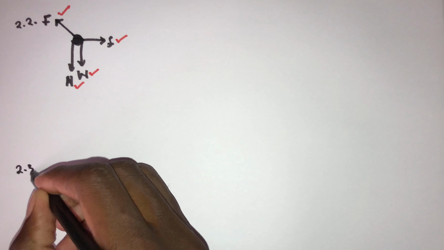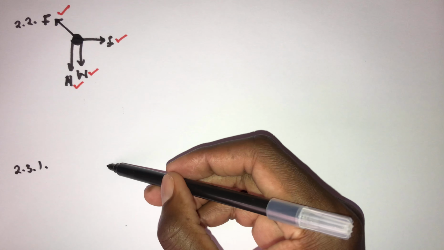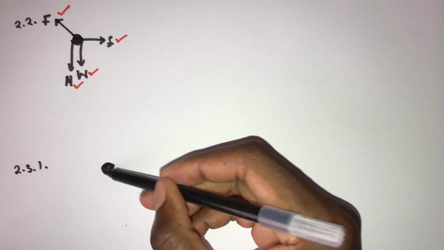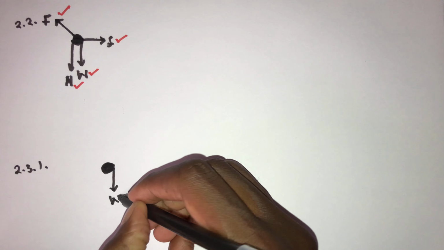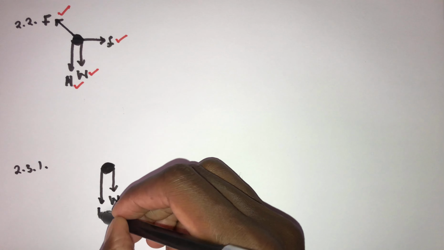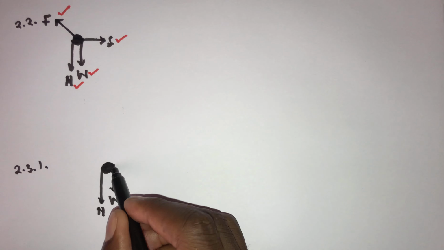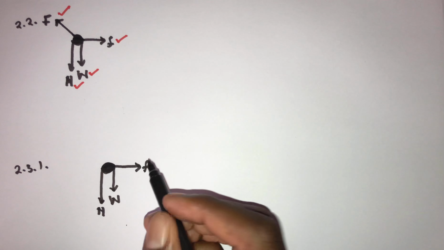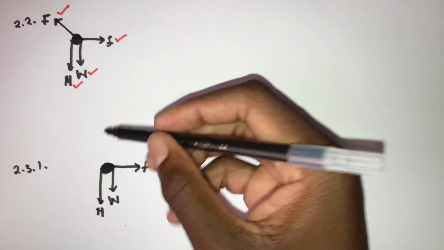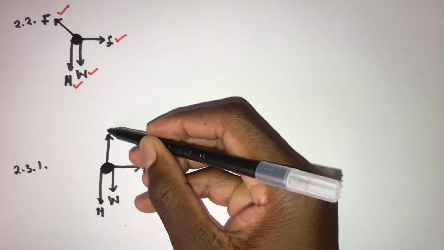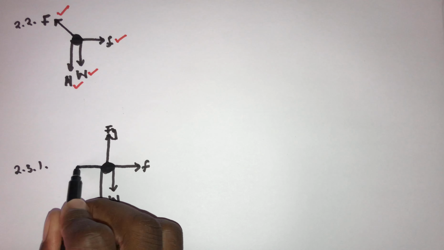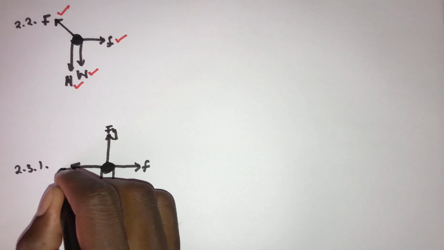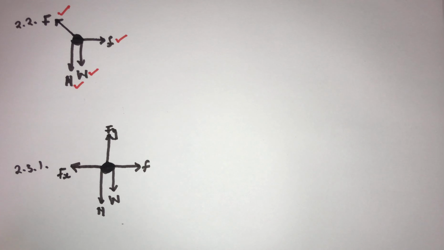This is 2.3.1. So the free body diagram will be like this. So weight, normal force, and then frictional force. So for that force, we're going to take the components. It means that now we're going to have Fy going up, and then Fx will go to the left. That is the direction of the motion. So we have Fx as the horizontal component.